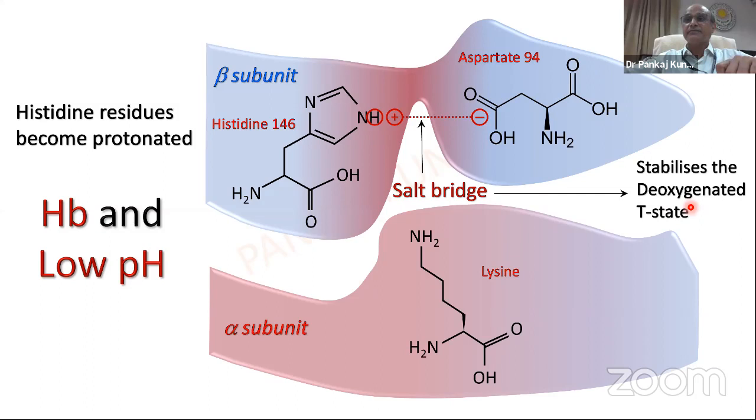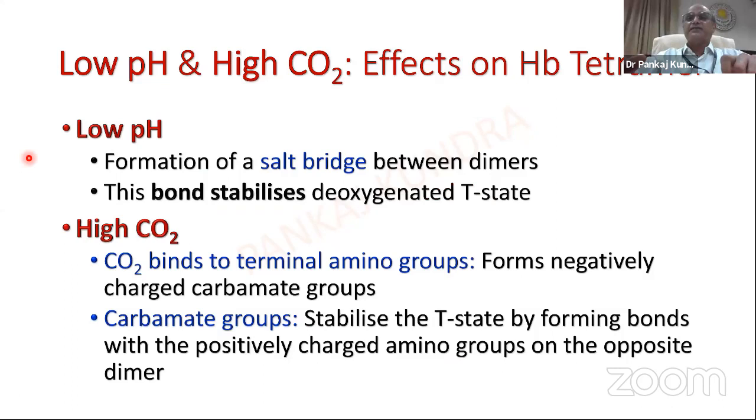So we talked about low pH, how it helps to stabilize the deoxygenated state of the hemoglobin. Now let's come to high carbon dioxide. How does it help? With low pH, a salt bridge forms between the two dimers, and this bond stabilizes the deoxygenated state of the hemoglobin. What does high CO2 do? The CO2 binds to the terminal amino groups which are present in the hemoglobin and becomes charged carbamate compounds.